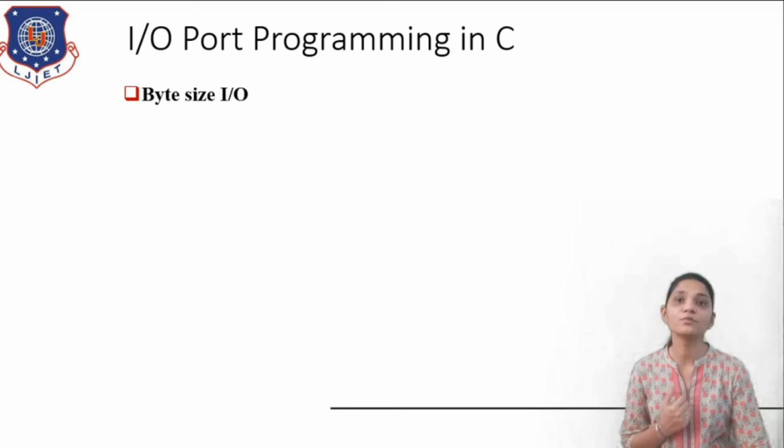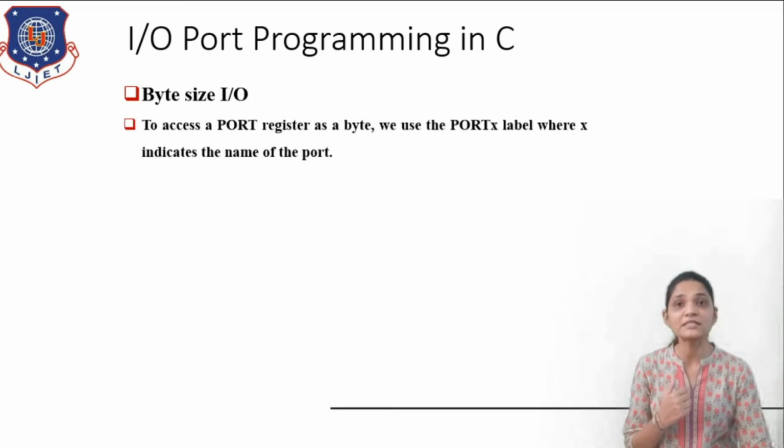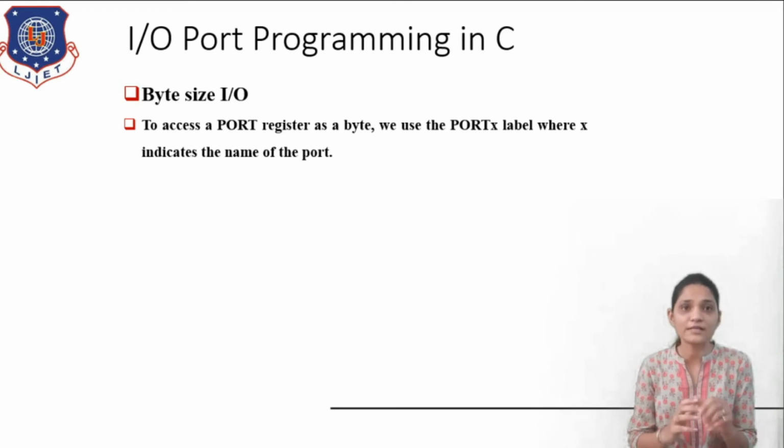This can be performed in two ways, that is bit size IO and byte size IO. First one is the byte size IO. In this, to access the port register as a byte, we have to use PORTX, where X denotes the name of the port that we have already used. For making any port an output, we can use PORTB equals this, PORTC equals this, like this way.